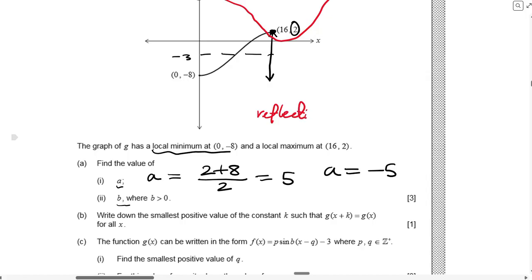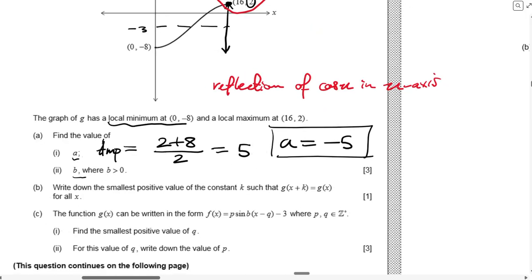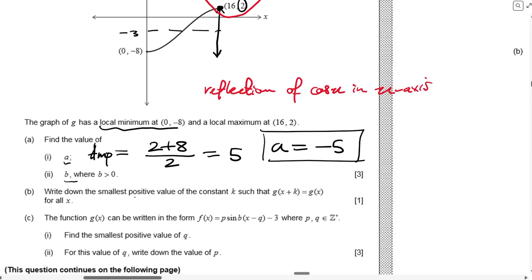Reflection of cos x in the x-axis means we have a negative amplitude, a negative coefficient. So our amplitude is equal to 5, but it should be -5. And so this is our answer. Hopefully that made sense and I didn't confuse you guys there.